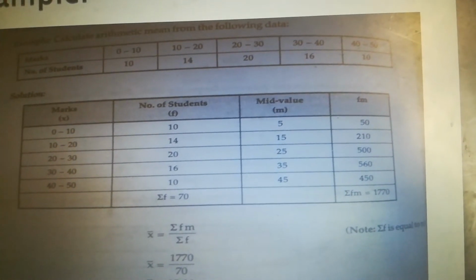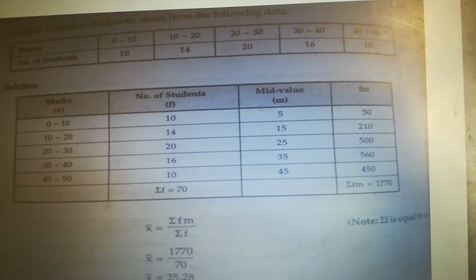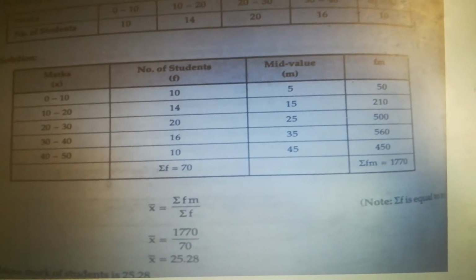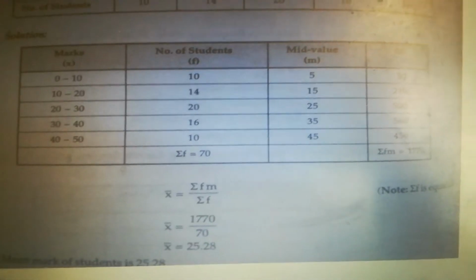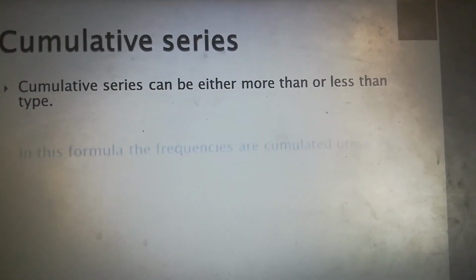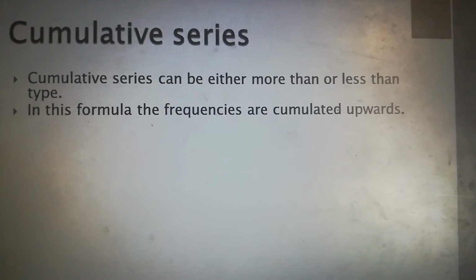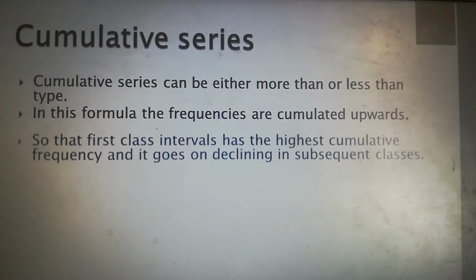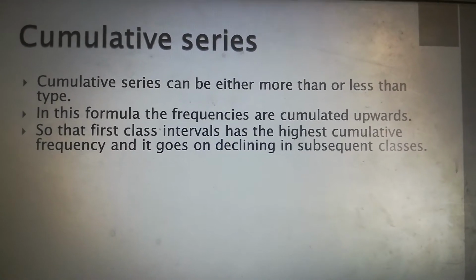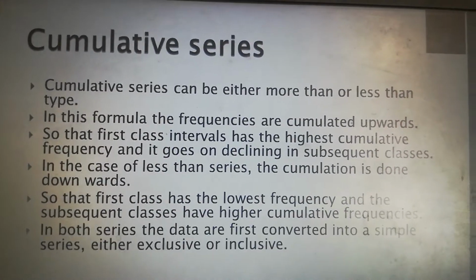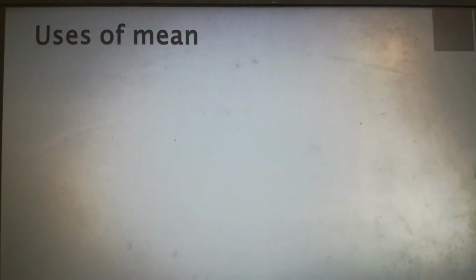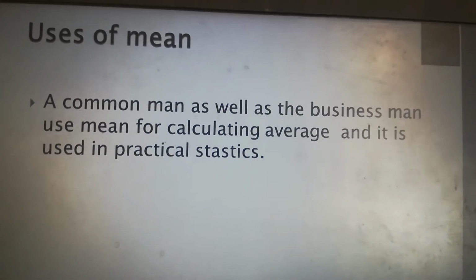1770. So summation fm divided by summation f, 1770 divided by 70, the mean value is 25.28. So that is about the mean value identification. Now, in this formula we can see the cumulative frequencies go upward, so the first class has the highest cumulative frequency and it goes on declining; the less-than type is also not commonly used.